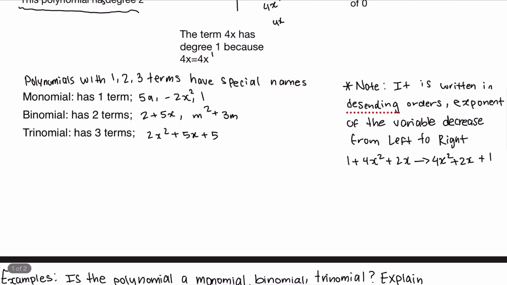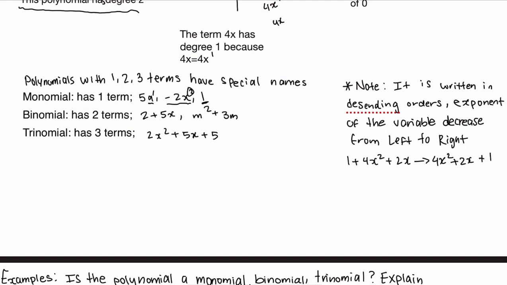So the polynomials with 1, 2, or 3 terms have special names. A monomial has one term. So examples are 5a. This only has one term because it only has the a, which is a degree of 1. Then minus 2x squared. This by itself has a degree of 2. And then we have 1, which simply has no degree, but it does have one term, which is going to be 1.